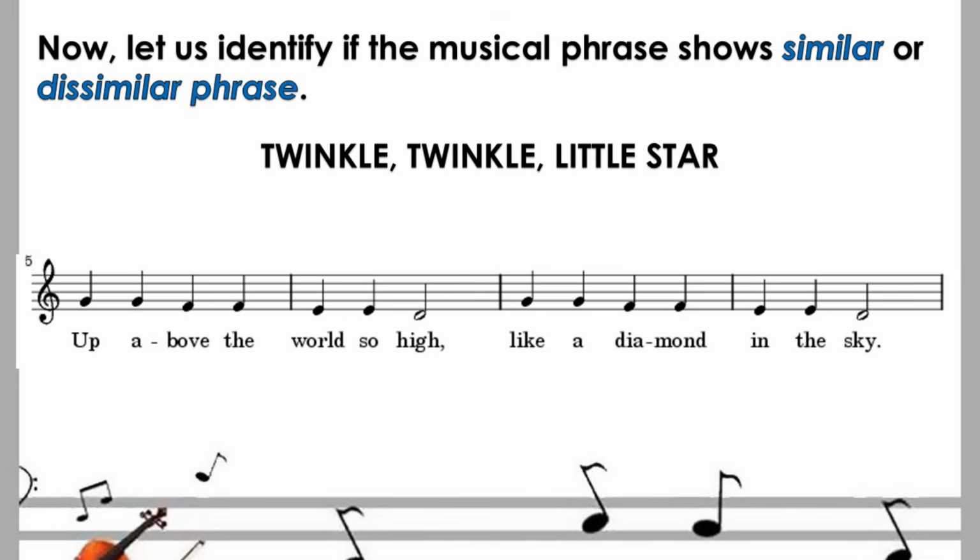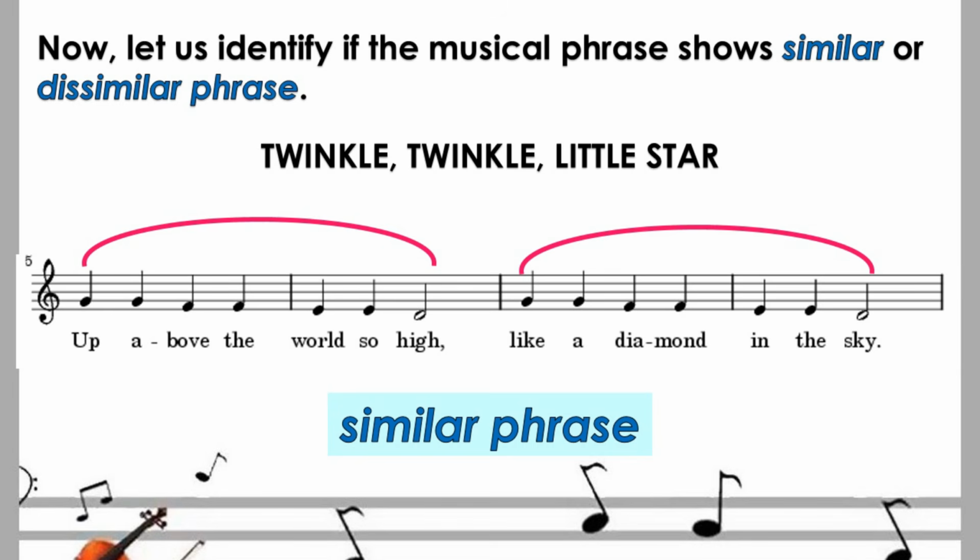Up above the world so high, like a diamond in the sky. So this is the musical phrase, up above the world so high. And the second musical phrase is, like a diamond in the sky. What do you think? Similar or dissimilar phrase? Correct! The 2 phrases show similar phrases.